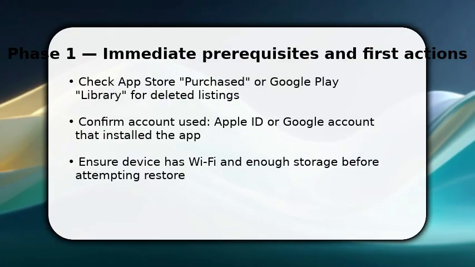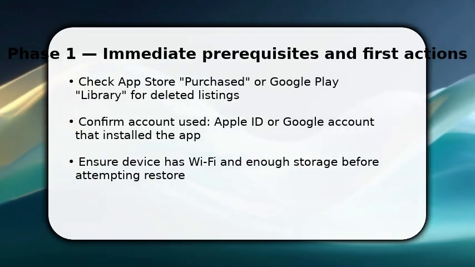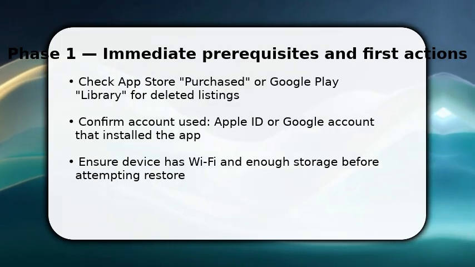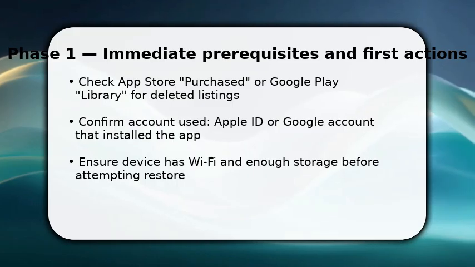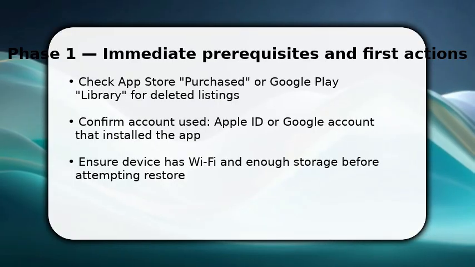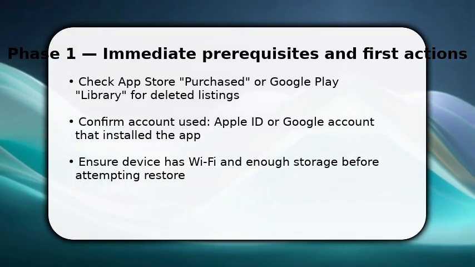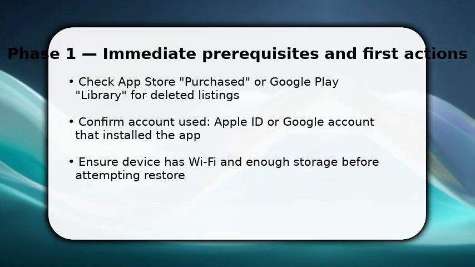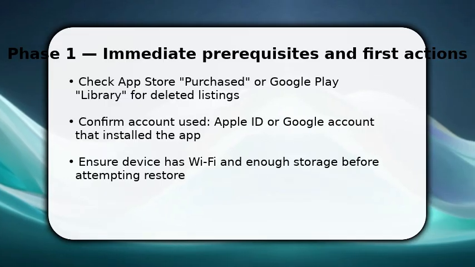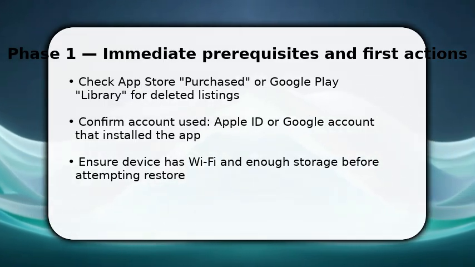You begin by locating the deleted app in the store listing. This is faster than guessing. First, sign into the same Apple ID or Google account you used before, because purchases and download history tie to that account. Once signed in, open the App Store or Google Play and go directly to Purchased or Library to surface previously installed apps. Make sure your device is on Wi-Fi and has free storage so you can reinstall immediately. And note the app's exact name for quicker searching.